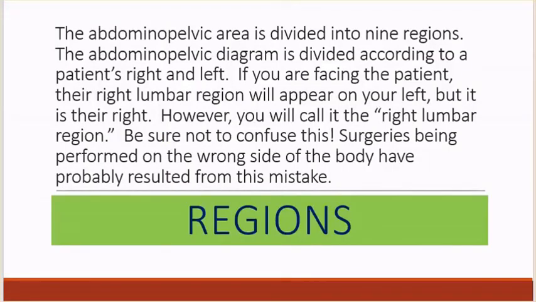The abdominal pelvic area is divided into 9 regions. The abdominal pelvic diagram is divided according to a patient's right and left. If you are facing the patient, their right lumbar region will appear on your left, but it is their right. However, you will call it the right lumbar region. Be sure not to confuse this. Surgeries being performed on the wrong side of the body have probably resulted from this mistake.